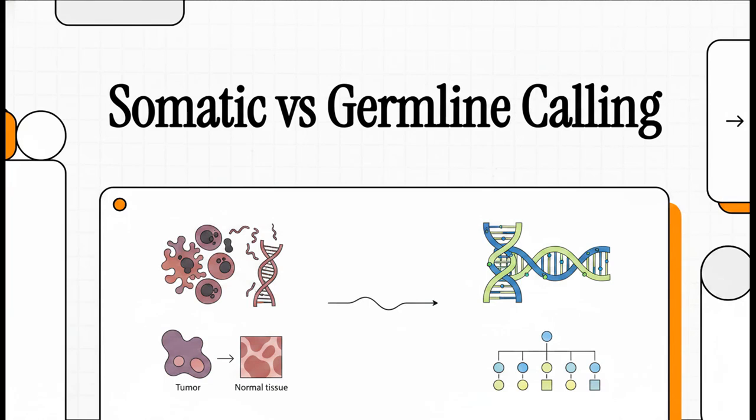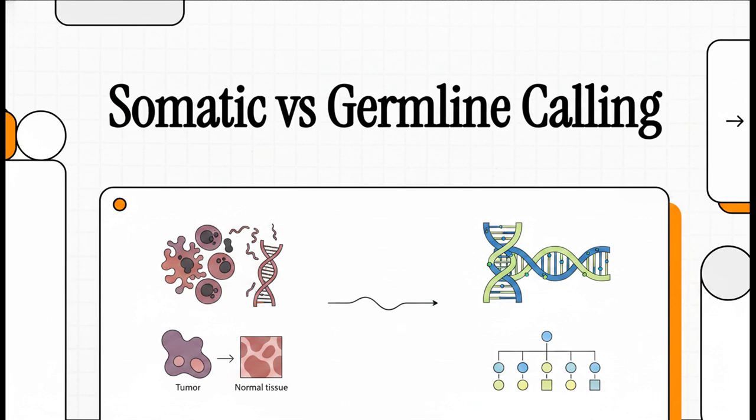Welcome to this explainer. If you want to know exactly how scientists are decoding human genetics to actually fight disease, well, you are in the exact right place. Today, we're taking a really structured, energetic dive into next-generation sequencing, or NGS. Specifically, we're going to navigate the critical differences between somatic and germline variant calling.